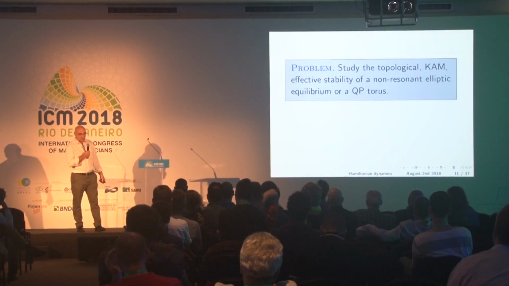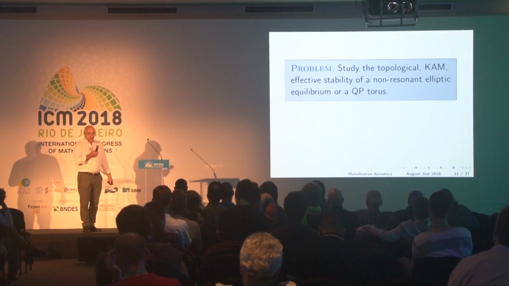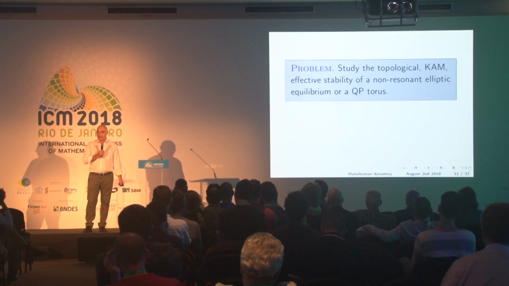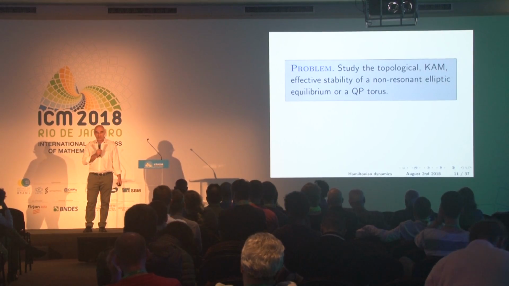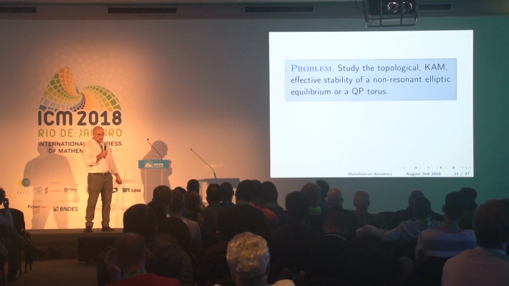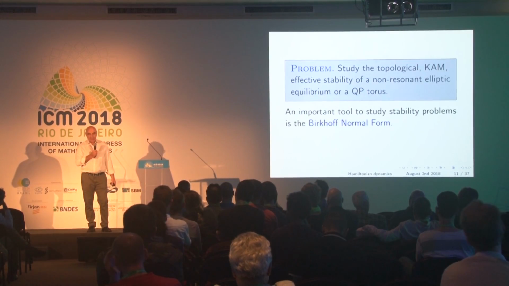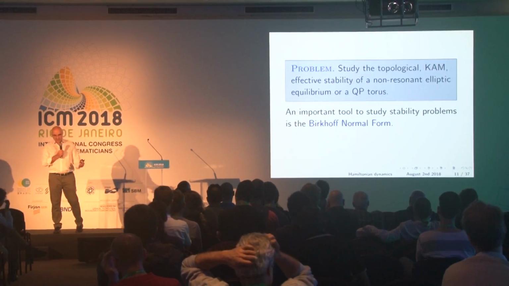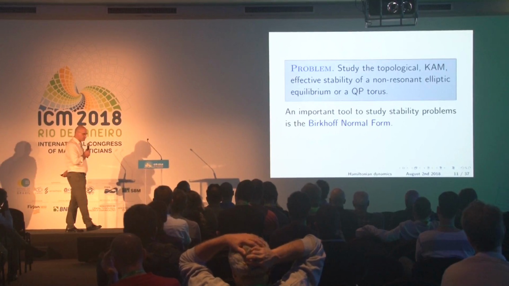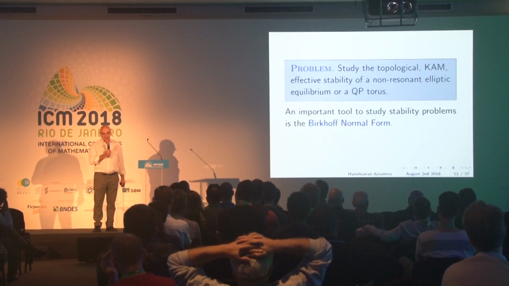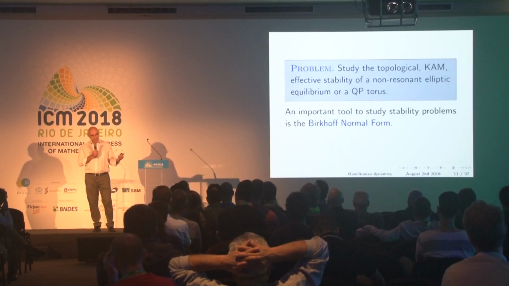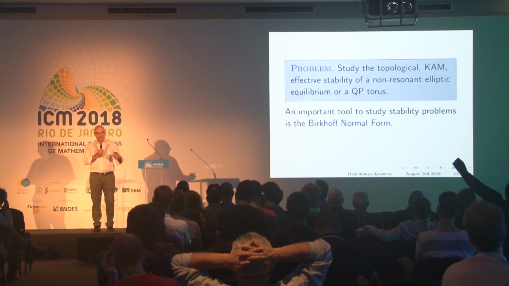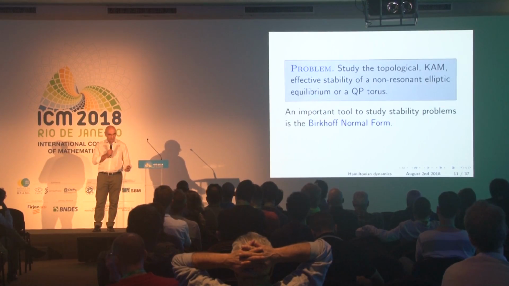So the problem is then to study the topological, KAM or Nekhoroshev stability of a non-resonant elliptic equilibrium or of a quasi-periodic torus. And so this will be the problem we are going to consider. And in all this problem of stability, there is an important tool which is the Birkhoff normal form, which basically allows you to take your system in a nice form and very close to some integrable form.